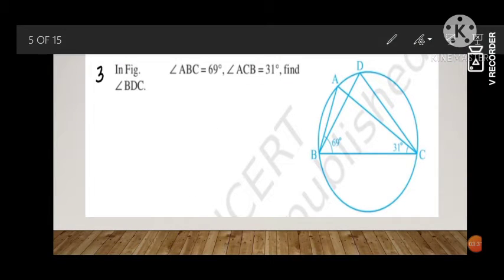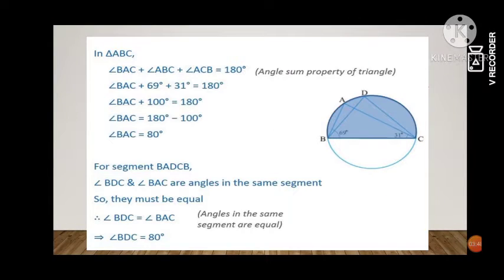Now let us see question number 3. In this figure we have angle ABC as 69 degree, angle ACB as 31 degree. We have to find angle BDC. So we have to find this angle. So let us see how to solve.